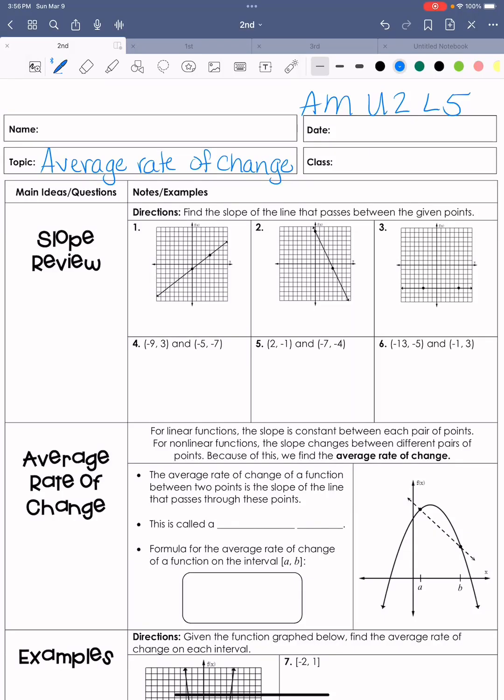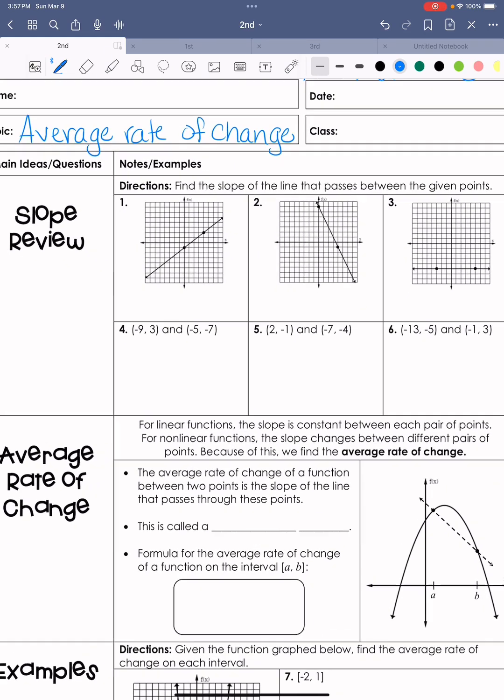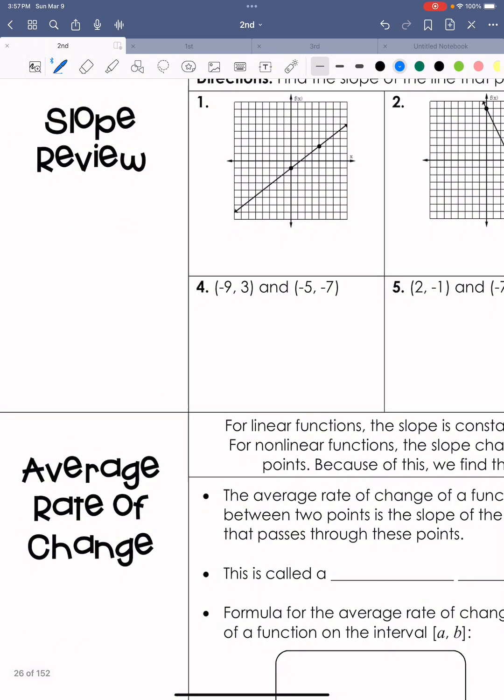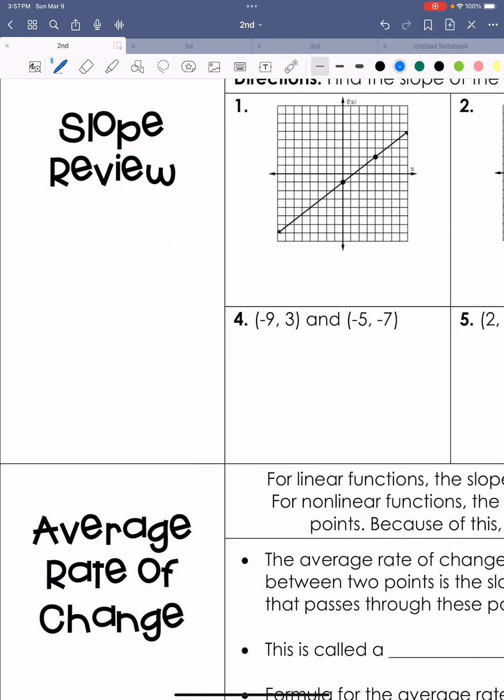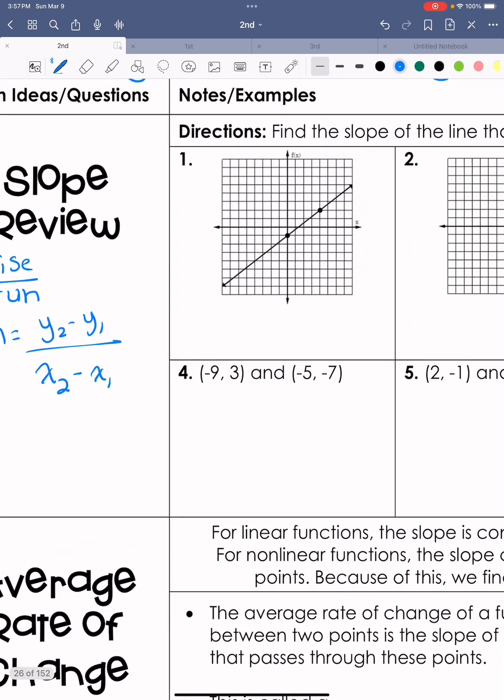In this lesson, we're going to look at AMU2L5, and we're going to be talking about the average rate of change. So first, let's just review regular slope. Your formula for slope, if you remember, is rise over run. It is also equal to y2 minus y1 over x2 minus x1, where x and y are the coordinates of any point on your graph.